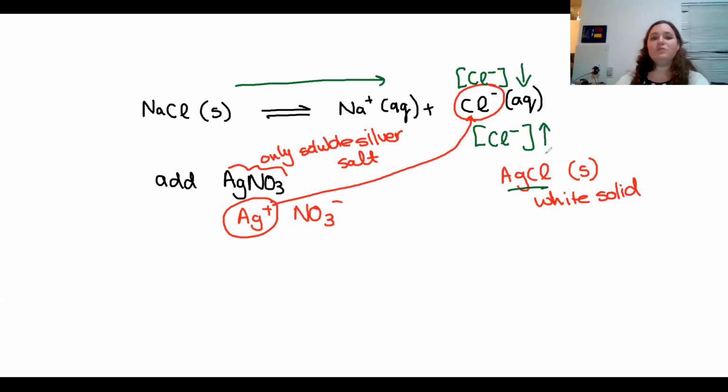So this is just one of those weird things where adding silver nitrate can affect an equilibrium, even though silver is not one of the reactants. So we can't say that it's a common ion, because it's not common with anything. It's not there.